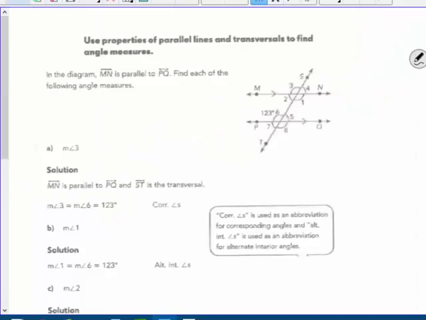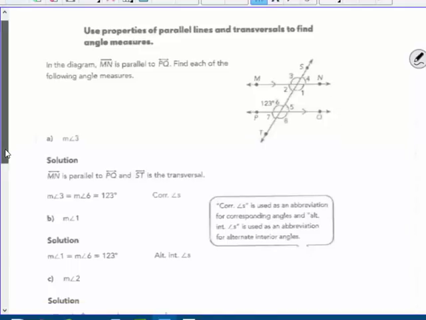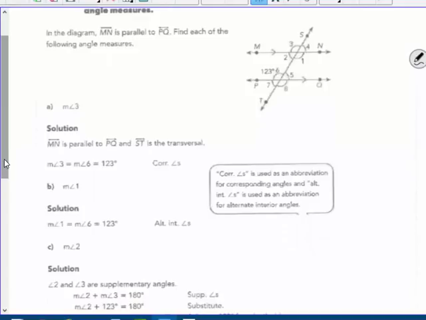Next page. In the diagram, line MN is parallel to PQ, and ST is the transversal. Find each of the following. The measure of angle 3. Oh, because they are corresponding, angles are congruent, and alternate interior are congruent, and alternate exterior are congruent. Once I know one angle, I know all 8 because of supplements and congruence. So, A, find the measure of 3.